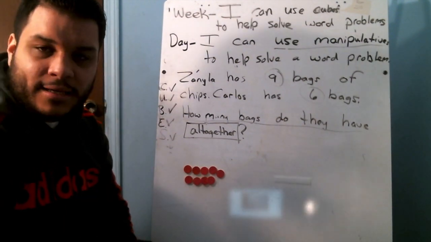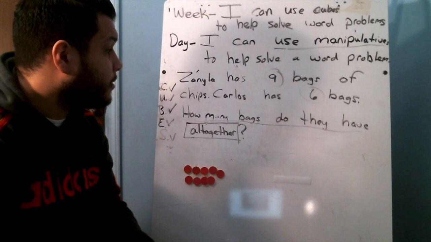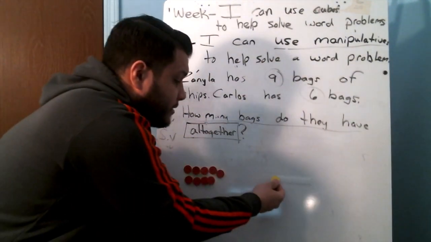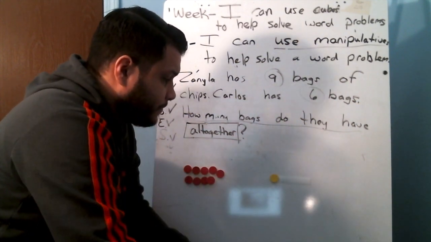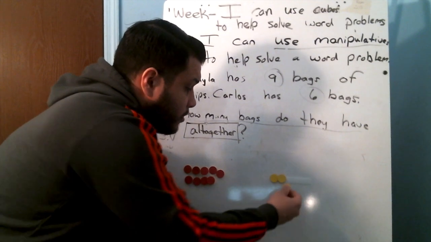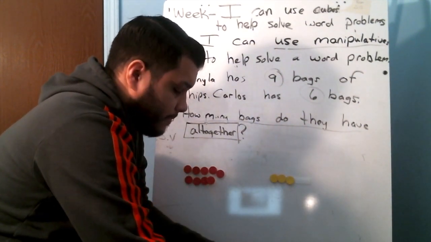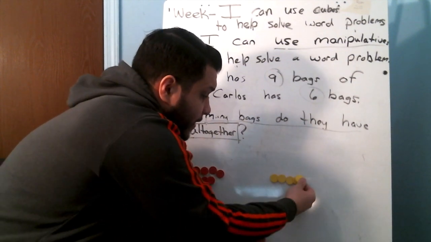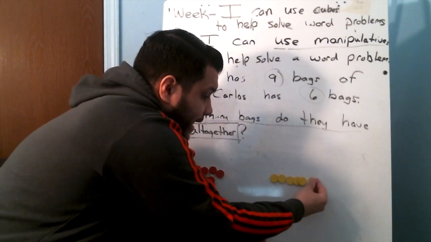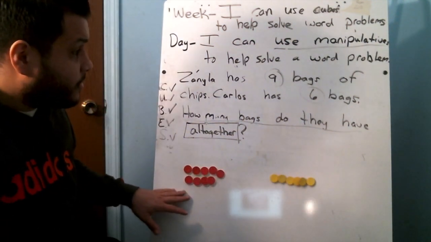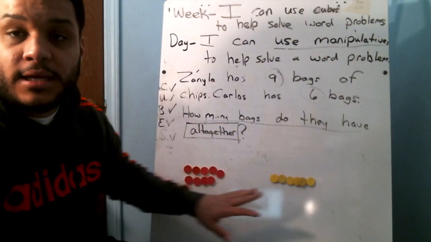Now I need to find the second part. Which is the second number that I have on my word problem? Yes, 6. So I'm going to grab 6 more to count. 1, 2, 3, 4, 5, and 6. I have 9 counters and 6 counters.